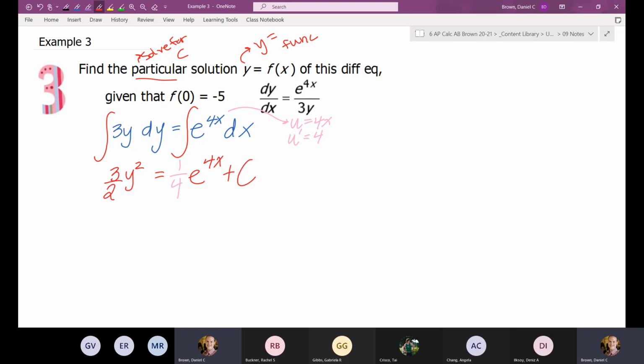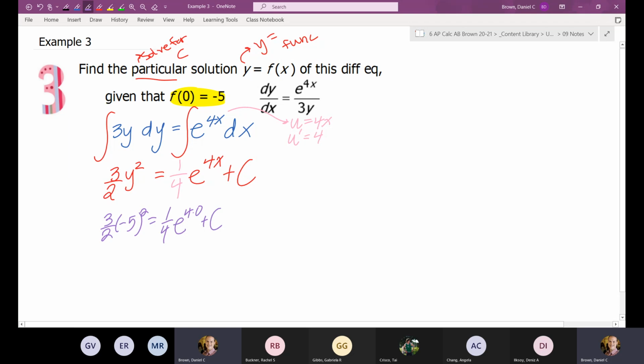We do have a choice. You can solve for y and then plug in the initial condition. Or you can plug in your initial condition first, which is what I prefer, because it tends to be less steps. You just undo a lot of steps if you solve for y first. So at this point, I am going to go ahead and plug in that initial condition, which is f of 0 is equal to -5. So I have 3/2 of -5 squared is equal to 1/4 e to the 4 times 0 plus c.